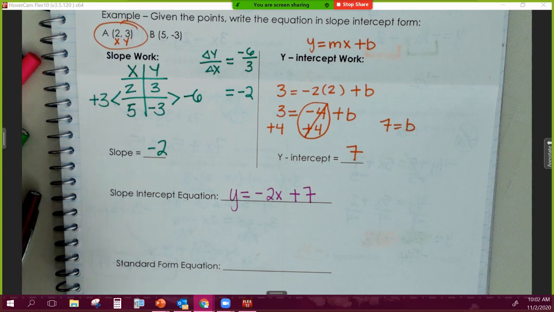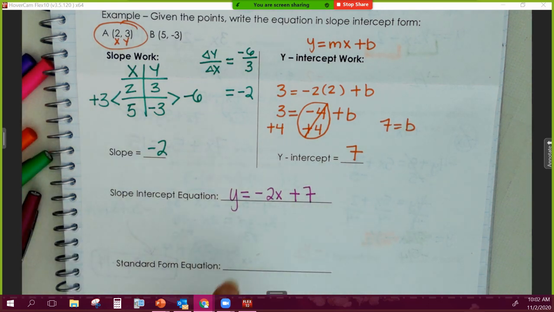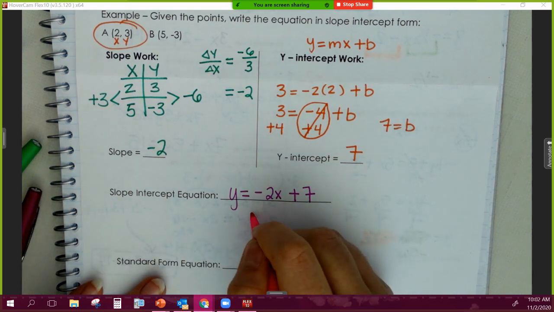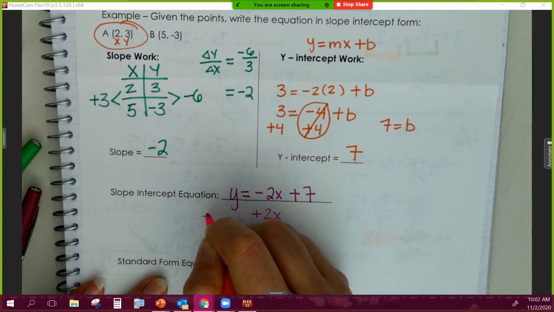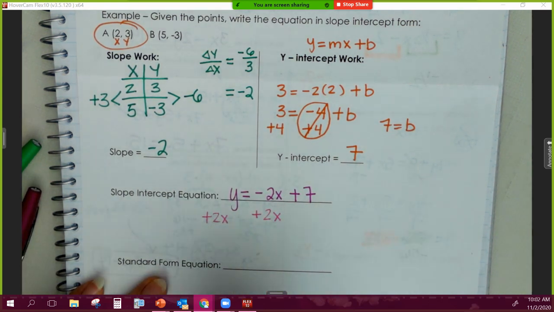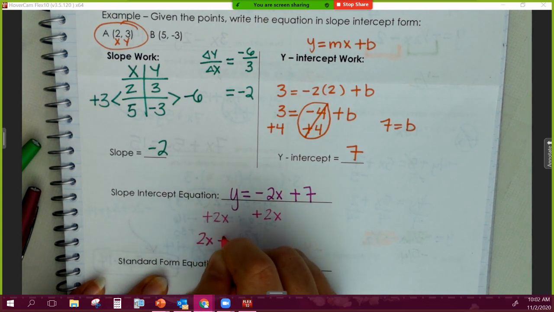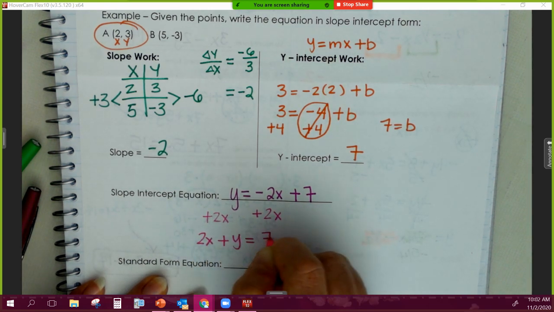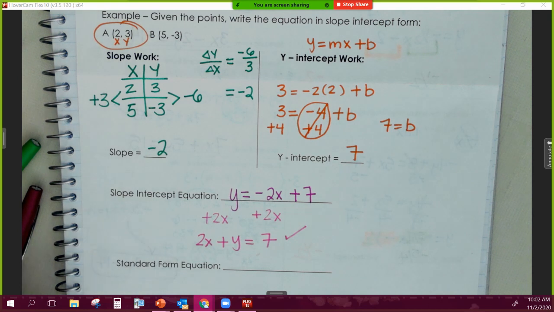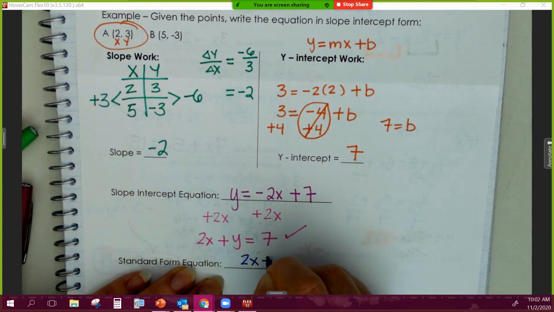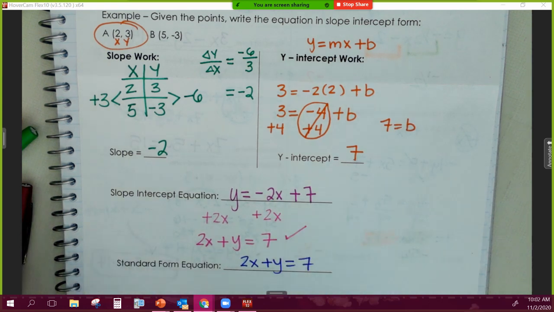And then for standard form, you just take this and convert it to standard. So I would add 2x to both sides. Move x and y to the same side. 2x plus y equals 7. A is already positive, so I don't have to do anything else. That's my standard form.